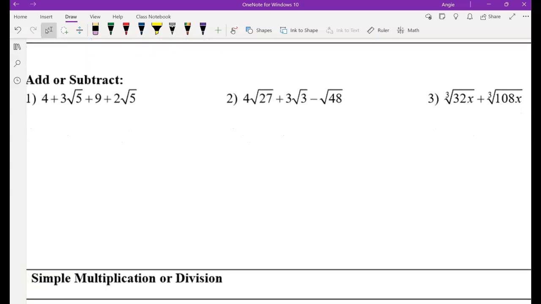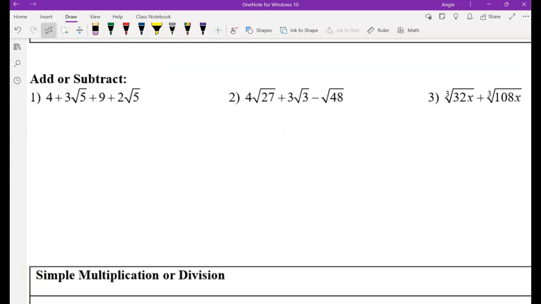Add or subtract: 4 plus 3 times square root of 5, plus 9 plus 2 times square root of 5. So we are going to combine the 4 and the 9 together, and put all similar square root terms together. 4 plus 9 gives us 13. This right here, guys, is a square root of 5, and this is a square root of 5. They both are square roots, and they both have a radicand of 5. So this will allow you to combine like terms because the radicands and the indexes are exactly the same.